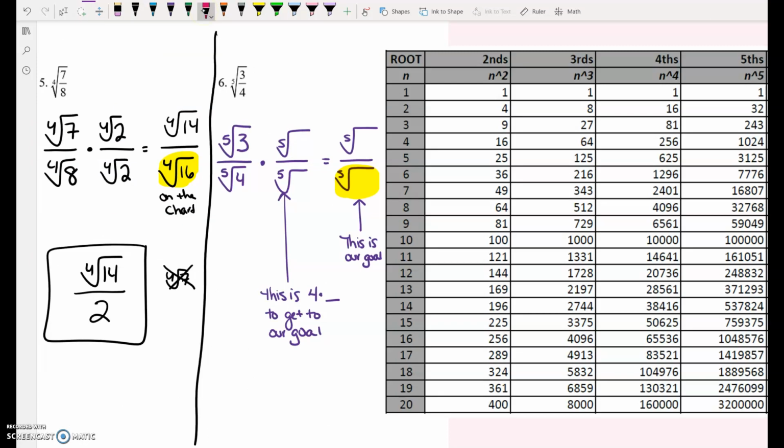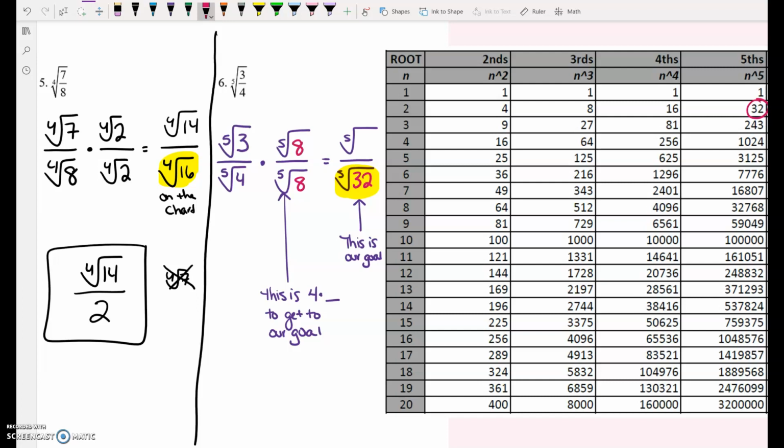I've got the fifth root of 4 on the bottom. So I go to my fifths column and I look at the numbers that are bigger than 4. Sometimes it's very easy to spot. I know that I can do 4 times something to give me 32. So that's my goal. 4 times what gives me 32? So 4 times 8 is 32.